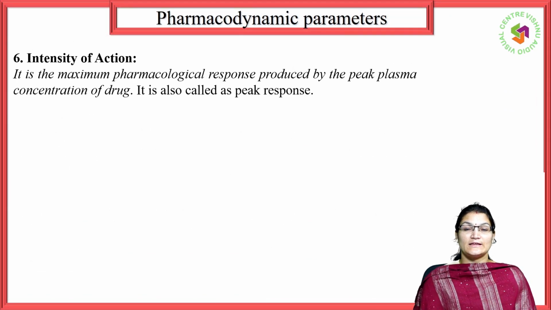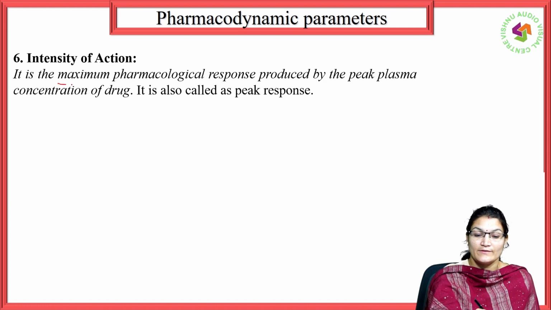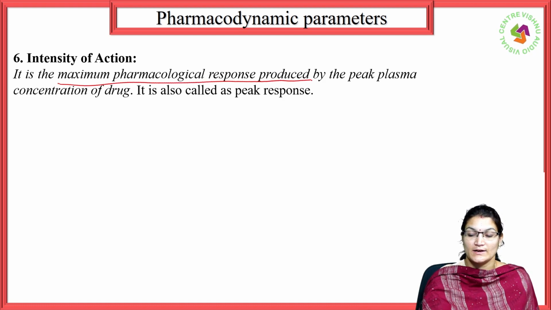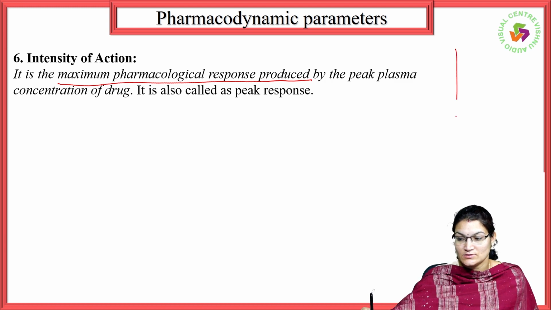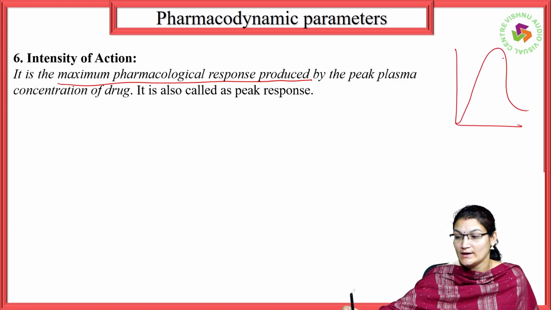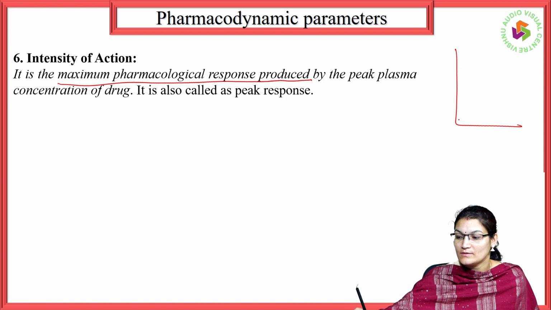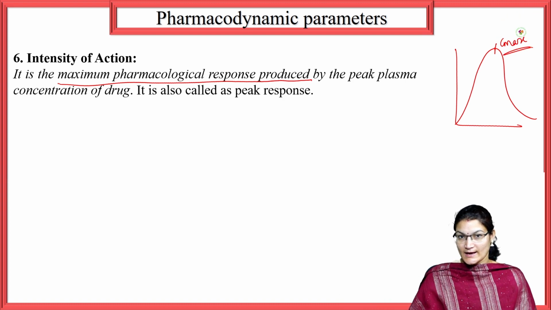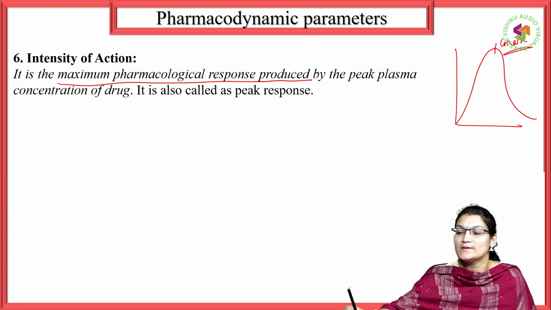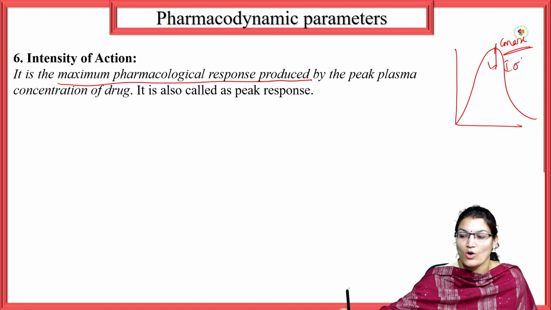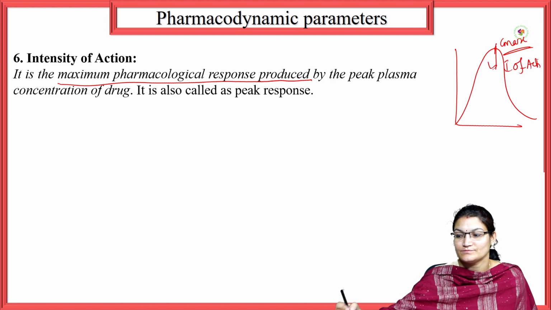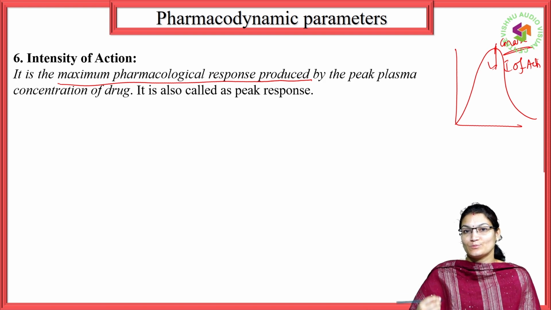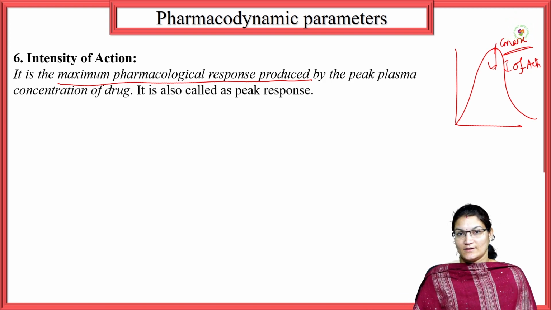Next, the sixth point is intensity of action. Wherever you see the maximum pharmacological response produced, as we have denoted in our peak, that is, maximum pharmacological response is seen at Cmax. At Cmax you will see the intensity of action. So the intensity of action is more when the drug reaches Cmax.